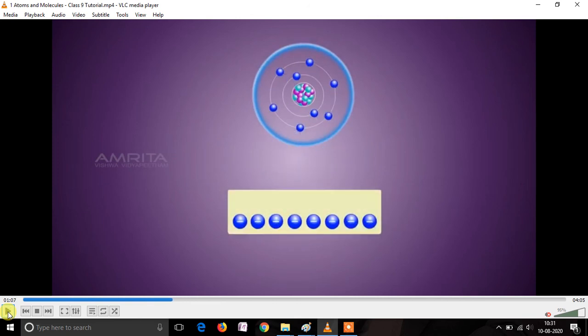The electrons have a negative charge and the protons have a positive charge. And one more thing: the number of protons is always equal to the number of electrons. This is the reason why an atom is always electrically neutral. An atom is electrically neutral because the number of protons is always equal to the number of electrons. So an atom is electrically neutral.